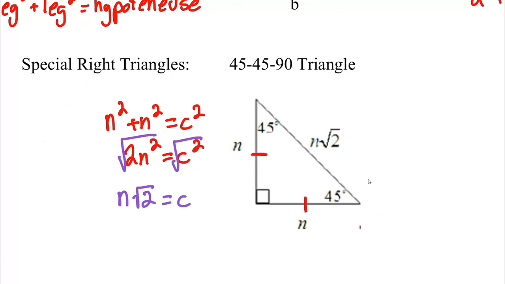So instead of having to do that every single time, this 45, 45, 90 triangle gives us a shortcut, because what will always be true is both of the legs will be n, and the hypotenuse will be n times the square root of 2. Does that make sense? Okay.